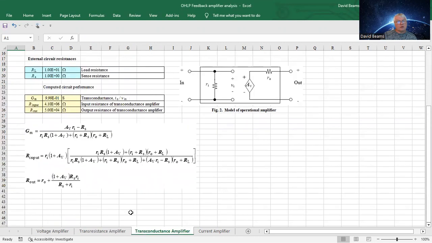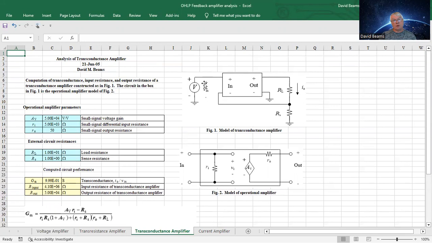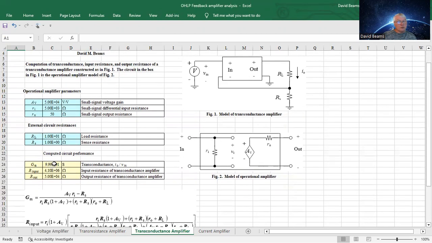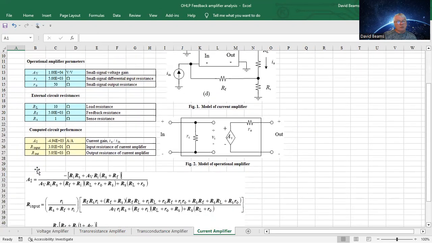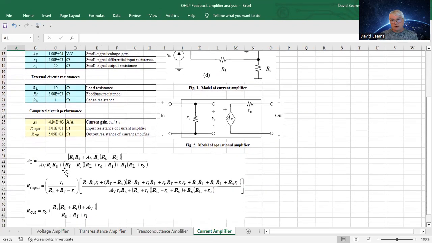Next tab is the transconductance amplifier. It is voltage in, current out, with op-amp parameters, external circuit components, computed closed loop transconductance, and the input and output resistances. And finally, the fourth one is a current amplifier. And again, op-amp parameters, external circuit components, computed performance, and the equations from which the performance is calculated.